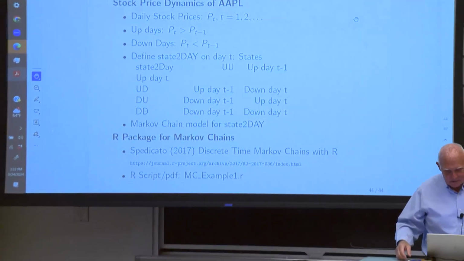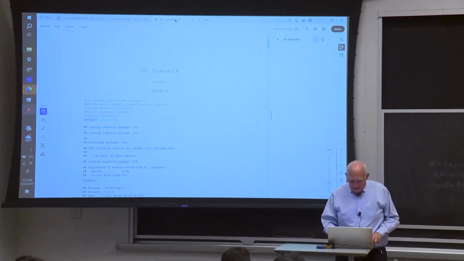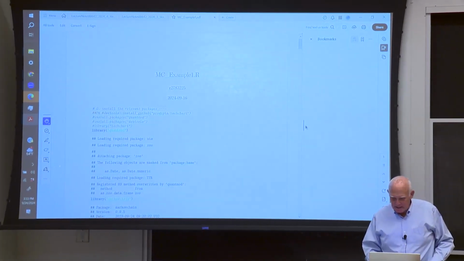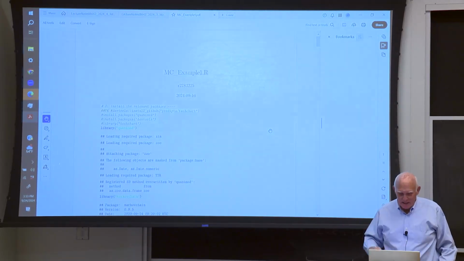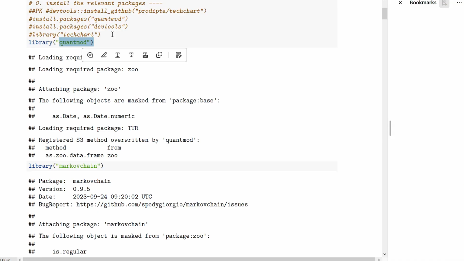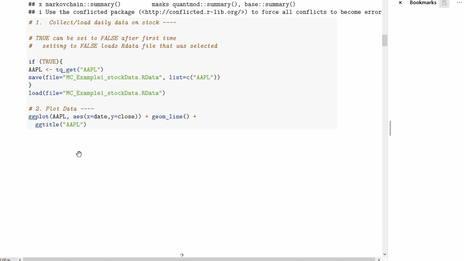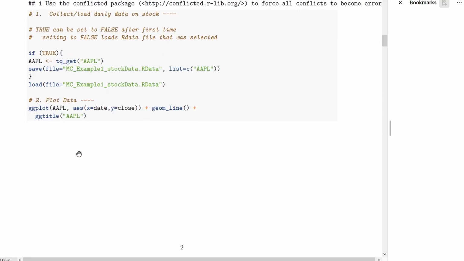And in R, there's a nice R package that will do this for us. And this was distributed in the Canvas site. And so you should be able to replicate this example with Apple or choose any other stock you might be interested in. And so importantly, this uses a library, quantmod, which allows us to collect price data from the internet. And then there's this package markovchain, which allows us to specify Markov chain models. And so with this R code, it basically collects the data on Apple stock.